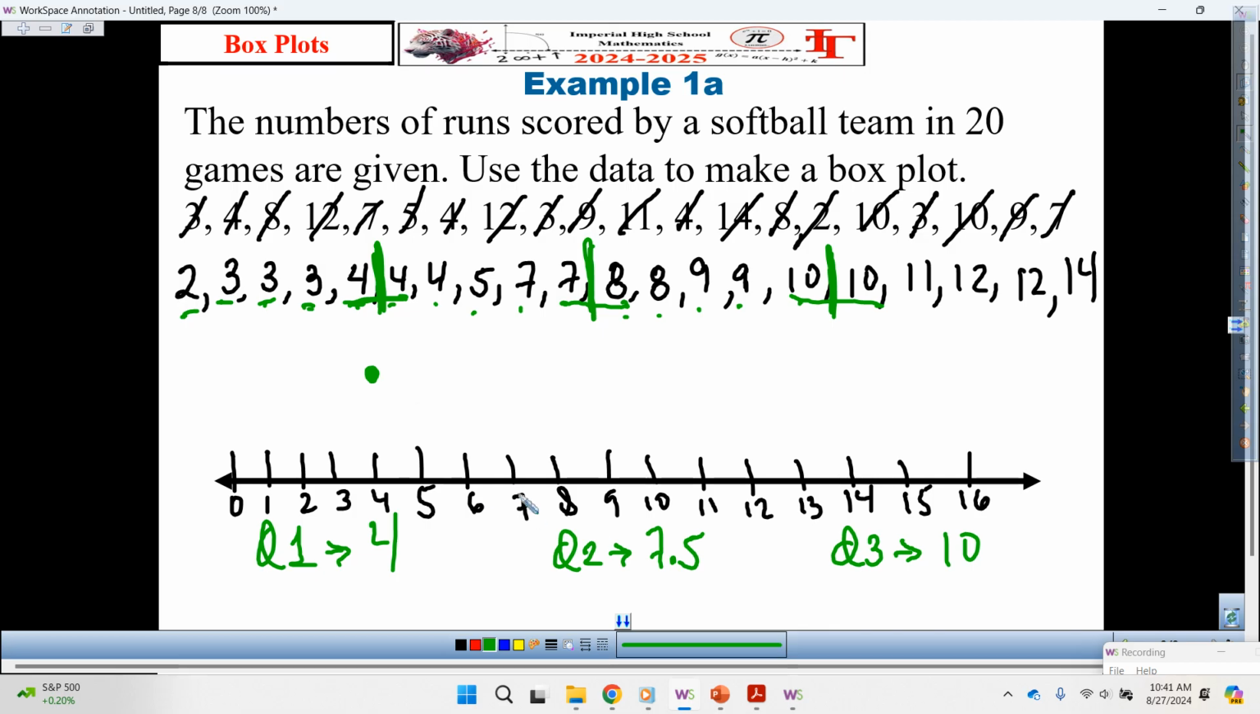Go to Q2, between 7 and 8. And once again, somewhere floating right there. And Q3, which is 10, go to 10. Go up there. Draw a line segment through each point. Look up, like so. And make your box.